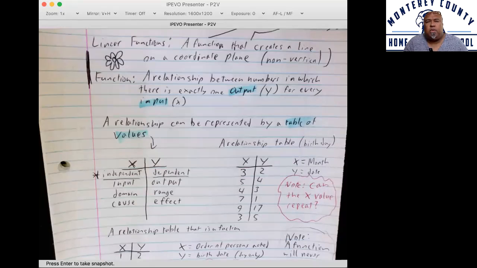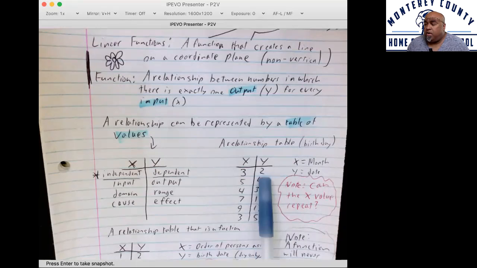Now, normally I do this in a classroom setting, where I actually ask kids what their birthdays are, but if I guessed and got one of your birthdays, awesome, that would be great. I didn't look in your files or anything if I did get it. The point that I'm trying to make is this would be a relationship table.